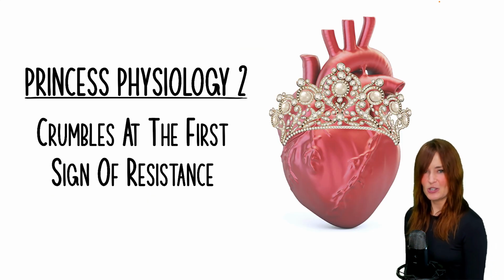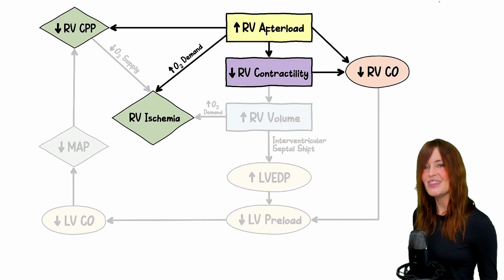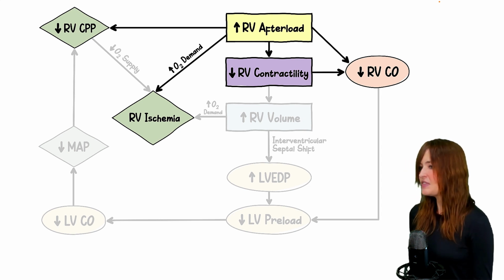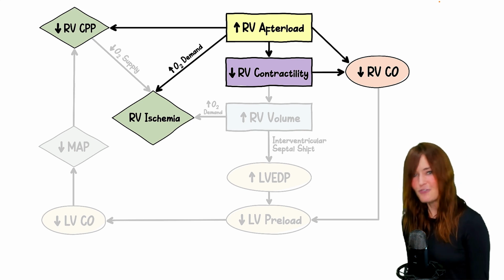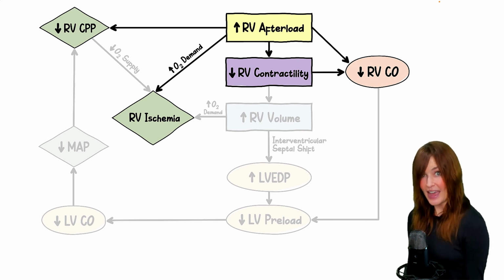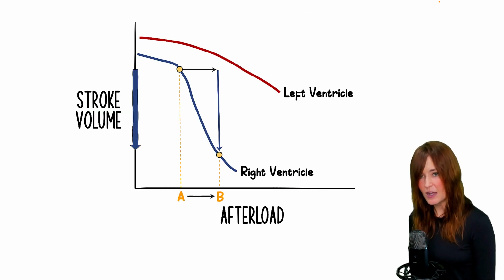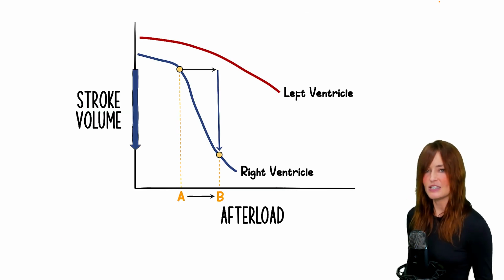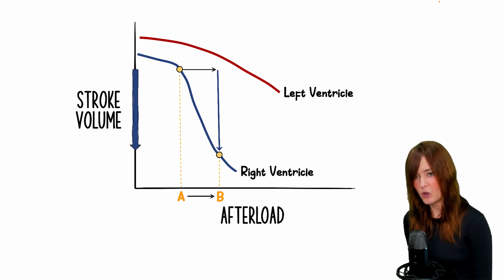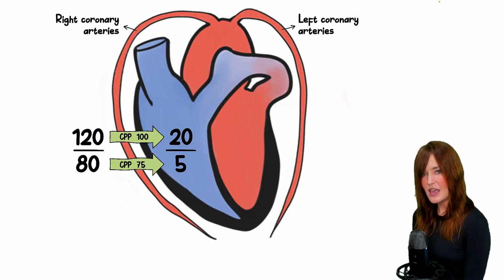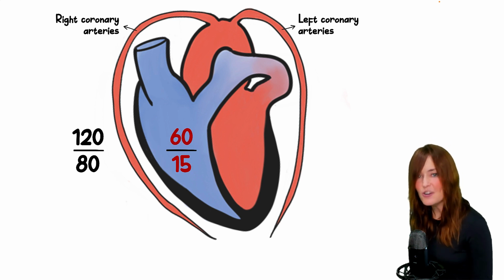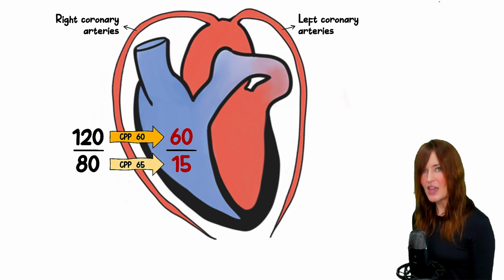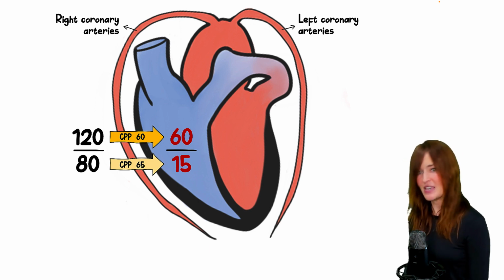So this is princess physiology number 2, that the RV crumbles at the first sign of resistance, and this is how it plays out in our vicious cycle, right? That the RV, one of the primary determinants of RV contractility and stroke volume is afterload, right? And not only that, but high RV afterload contributes to ischemia. So we remember this graph, that the RV drops its stroke volume precipitously in response to increased afterload, and its perfusion too, right? So it's used to getting perfused during both systole and diastole, but now we're going to increase RV afterload. Our pressures go up and we drop those perfusion pressure gradients. This is causing RV ischemia as a secondary effect.